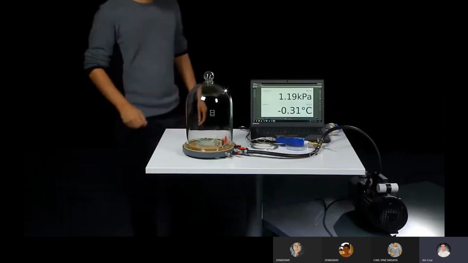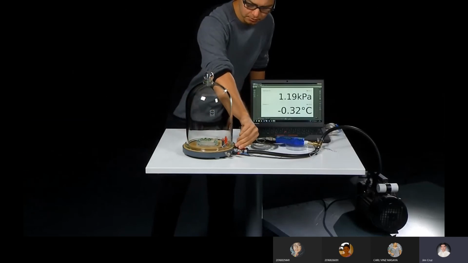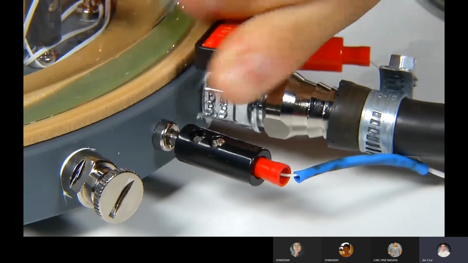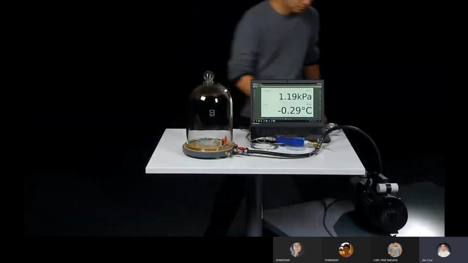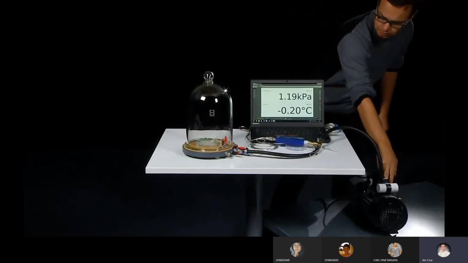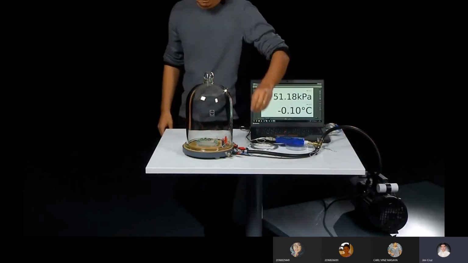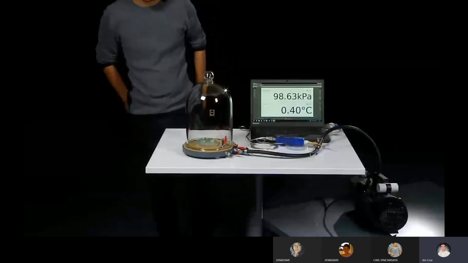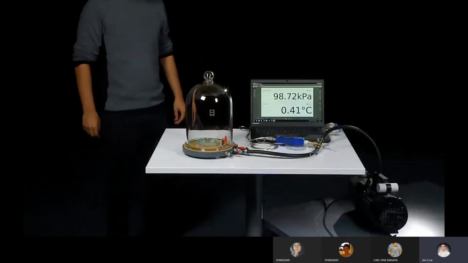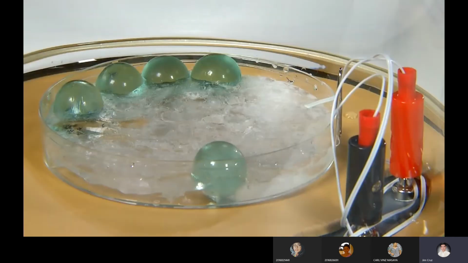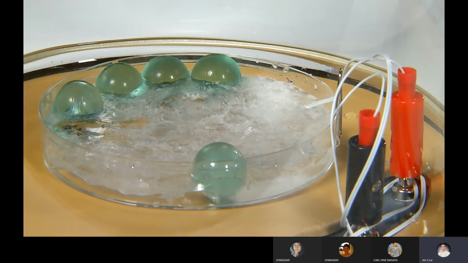When we switch off the pump, the water will be stable at the triple point as long as the chamber manages to hold the necessary pressure and temperature conditions. Once we open the inlet valve and increase the pressure back to normal, we can see that the vapor bubbles disappear first. Small droplets on the glass bell eventually evaporate and the ice in the petri dish begins to melt.